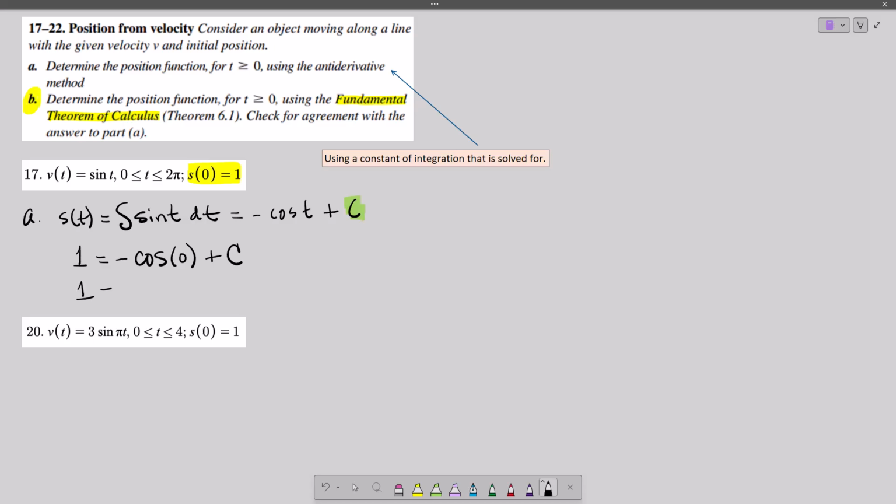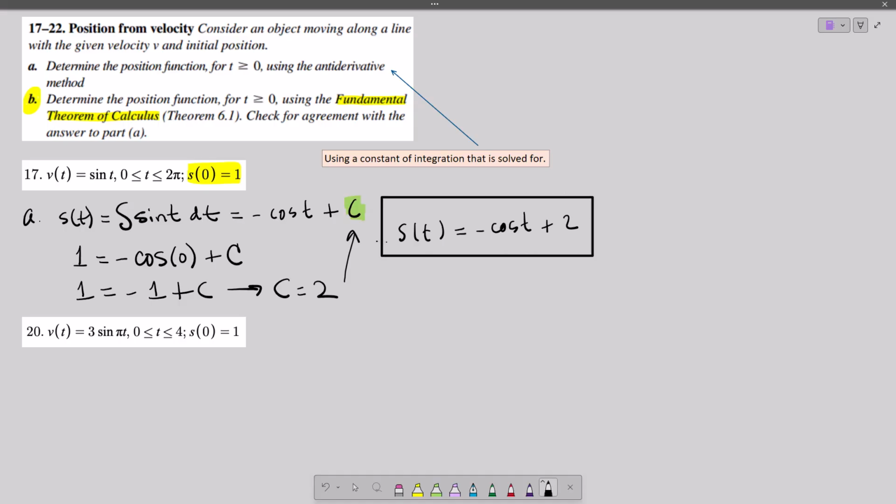So we're going to get 1 equals negative 1 plus c. This tells us that c is going to be 2. That gets plugged in up here. So therefore, we're going to have completed s, and we get negative cosine of t plus 2. So that is the position function. Now, that's the A method. Here's the way that is a better method to understand because it's used more generally.